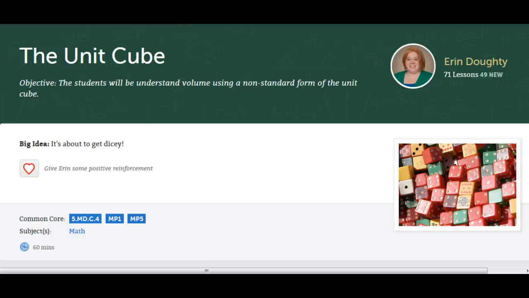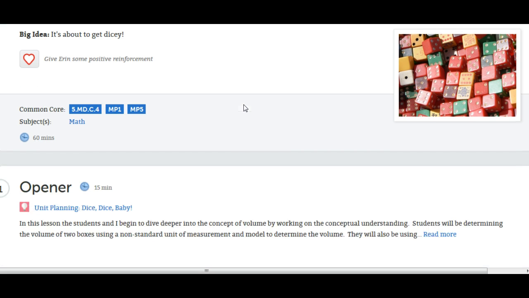This is an overview of Lesson 6, the unit cube. The students will be able to understand volume using a non-standard form of the unit cube. So far we've just used the base 10 cubes. In this activity, we move to using dice as our unit cube.